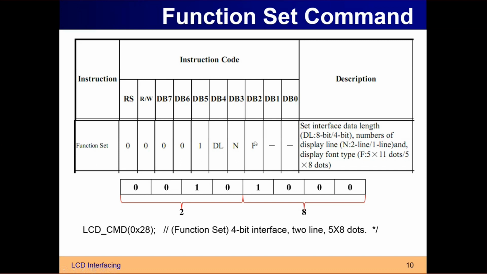So what value should I write here, 1 or 0? 0. Why? Because again it is 1 bar 0. So for 5 cross 8 I need to write 0. Then the other two can be 0, 0. They are don't care. So what 8-bit value do I need to write in order to configure the function set? 0, 0, 1, 0, 1, 0, 0, 0. What is that? 0x28. So if you are writing 0x28 to the 8-bit data lines, you are configuring the function set with 4-bit mode, 2-line display and 5 cross 8 font size.